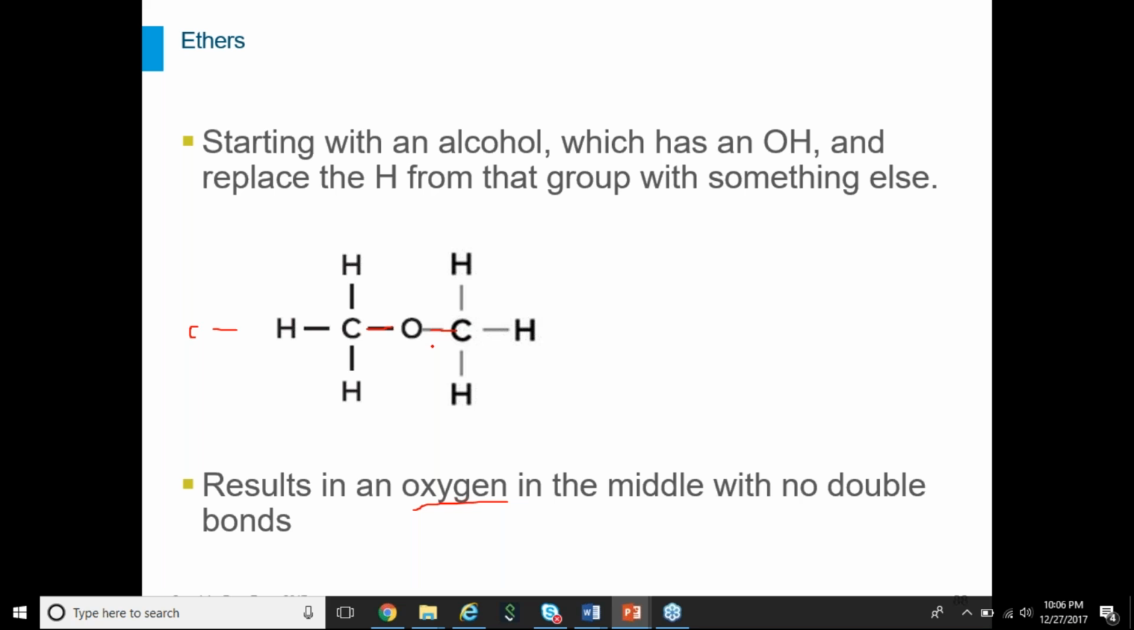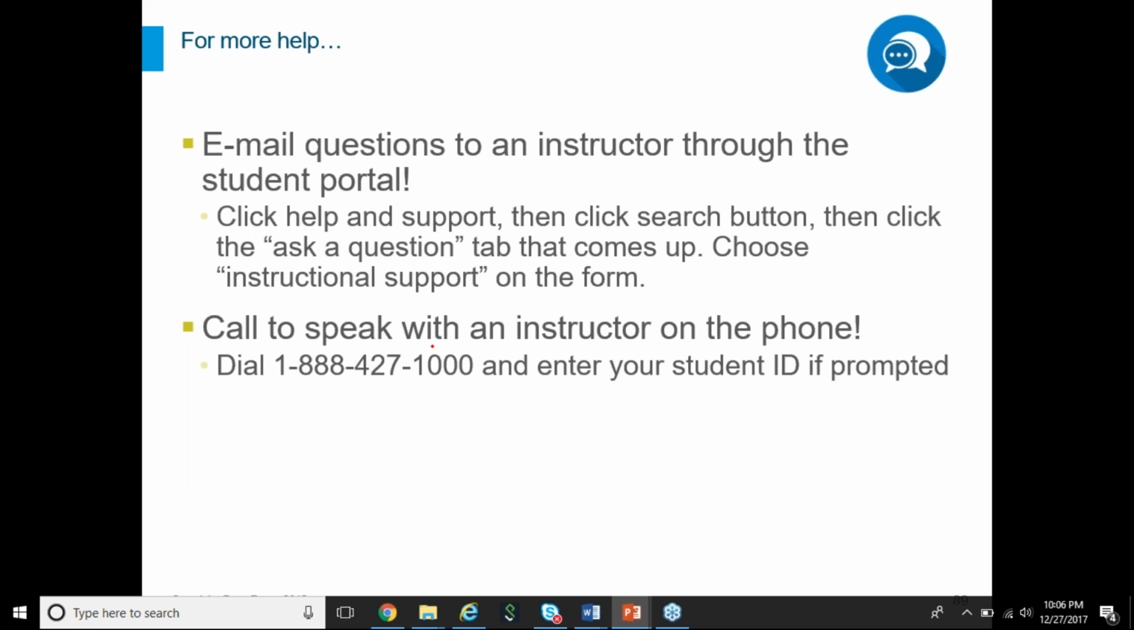And that's going to bring us to the end of it. There's a couple more details they talk about, so definitely read through this section. But that is a good review of the different types of organic molecules that they go over the structures for. If you have any questions about it, don't hesitate to contact your instructor.